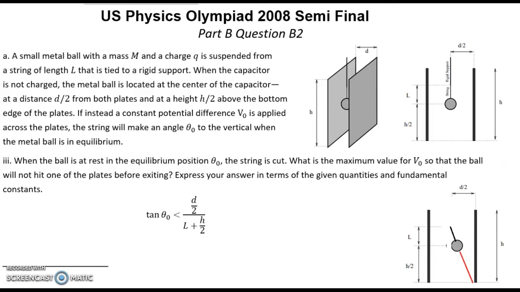But tangent θ we already calculated, this one, and after we insert this tangent we can get this inequality. So it means that V0 must be less than this expression. That's the answer for the third question.